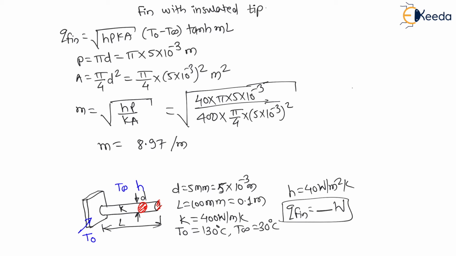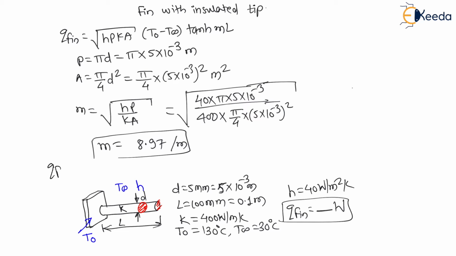It is per meter. The unit of m is per meter. We have already seen that in the theory lectures; here again there is no need to derive this unit. This will be the m value. Now once you calculate this m, let us put this m here and find the heat transfer through the fin.